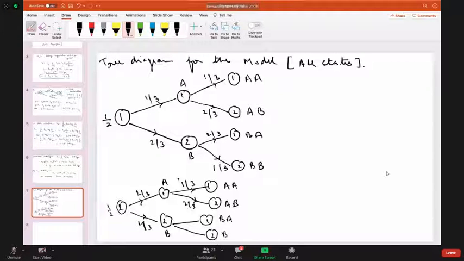So this will be B and B. And this would be 2 by 3. And this would be 1 by 3. Okay. So these are the two possible tree models, considering whether you are in state 1 in the beginning or state 2 in the beginning.